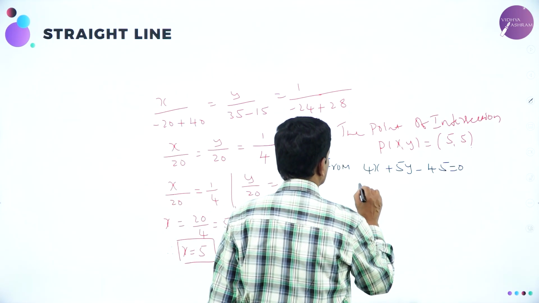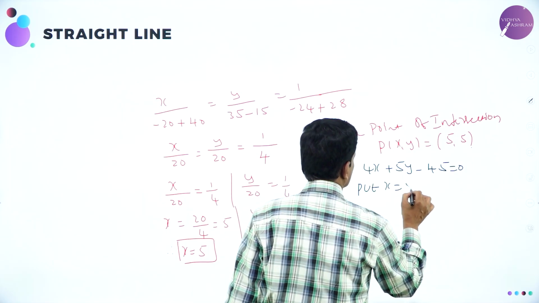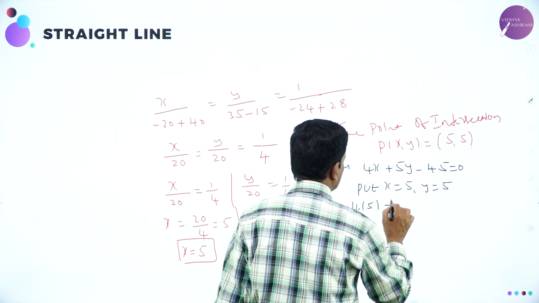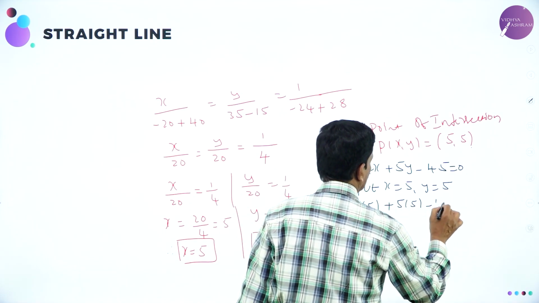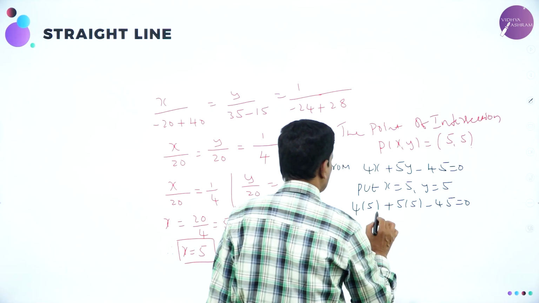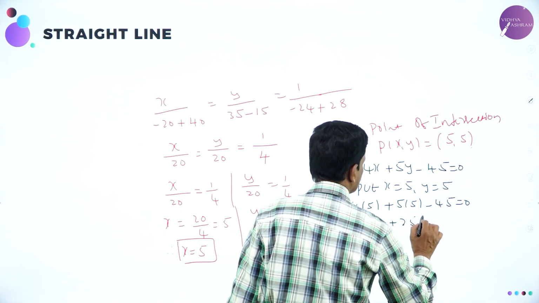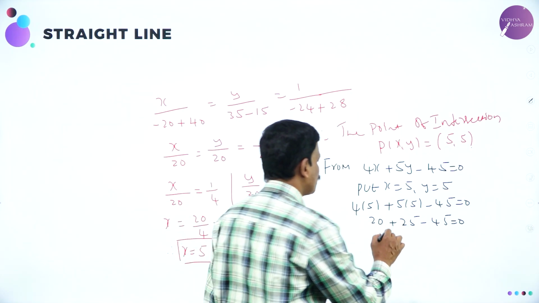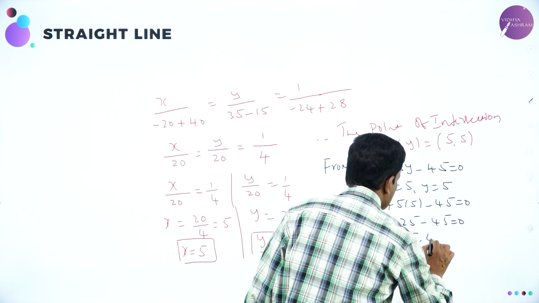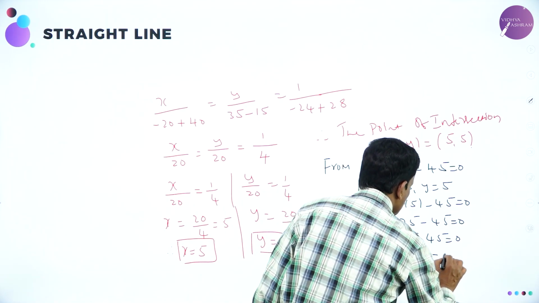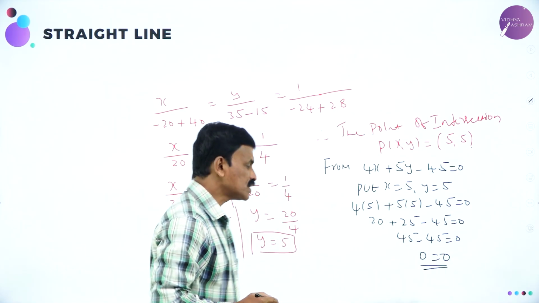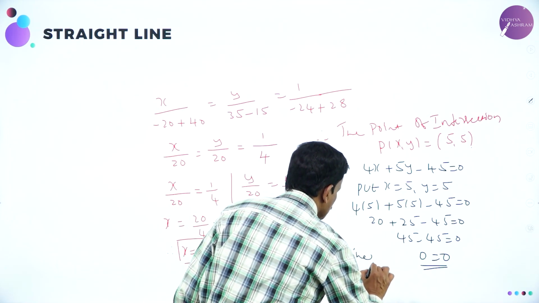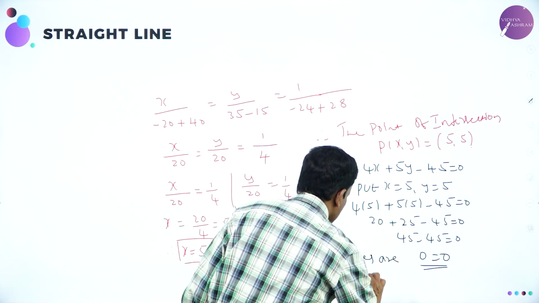Now, put x is equal to 5 and y is also equal to 5. 4 into 5 plus 5 into 5 minus 45 is equal to 0. 5 fours are 20, 5 fives are 25. 25 plus 20 is 45, so 45 minus 45, 0 is equal to 0. That means the three lines are concurrent. Therefore, the lines are concurrent.